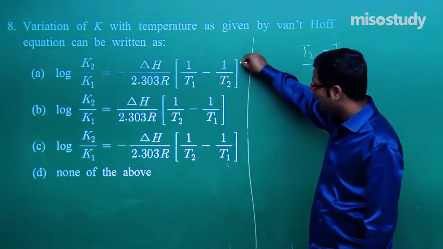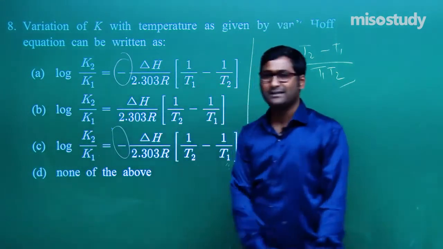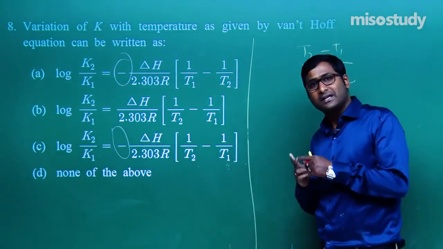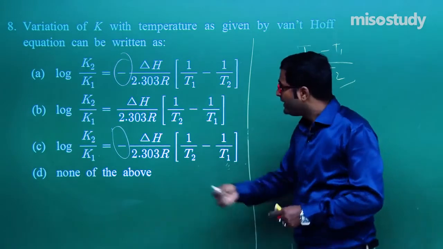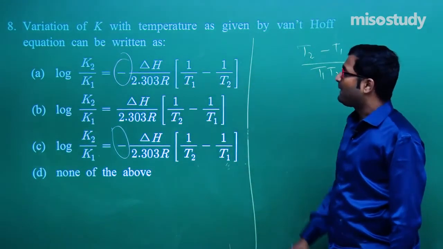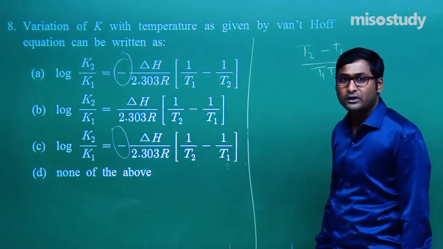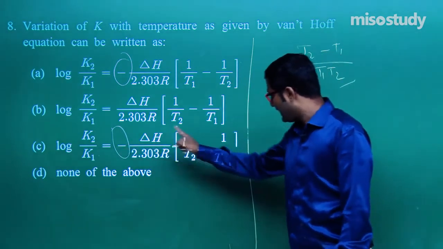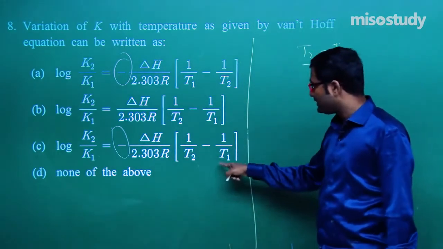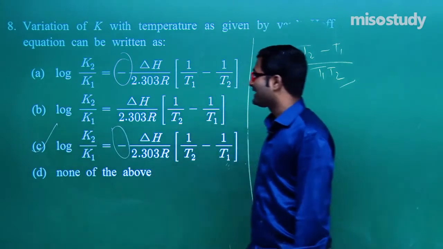Look at this A and this C have similarity. Only the minus sign here varies. So while solving the question, check each and everything very carefully. If I use this one, it will be equal to 1 by T2 minus 1 upon T1. But the expression is 1 upon T1 minus 1 upon T2. If the minus sign is here, then it is 1 upon T2 minus 1 upon T1. Clear? So for this, C is the correct option.